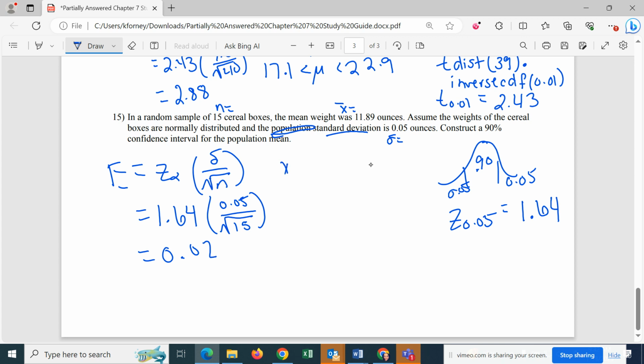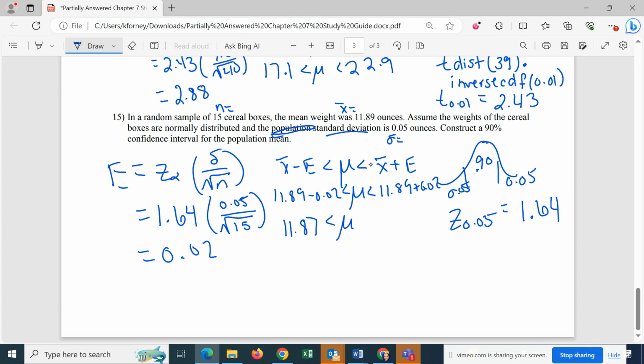So we will do our mean minus the margin of error and our mean plus the margin of error. So the mean was 11.89 minus 0.02, and then 11.89 plus 0.02. So 11.87 and 11.91.